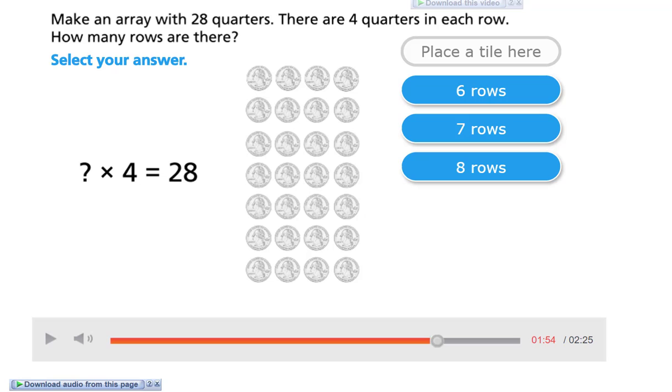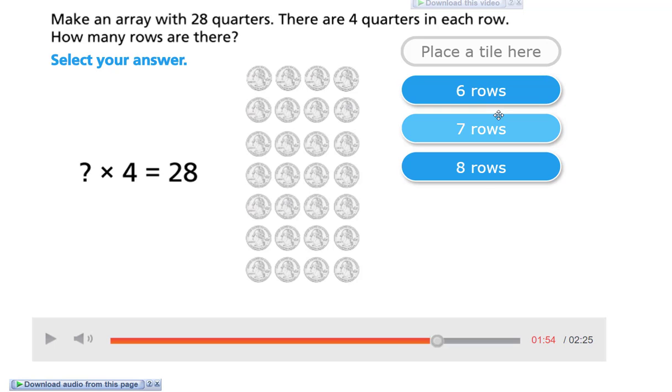Okay. So here I will choose one of my heroes to tell me which one to choose. Adam? Hazem? Okay, Ziad. How many rows? Seven! Seven, okay, let's see.